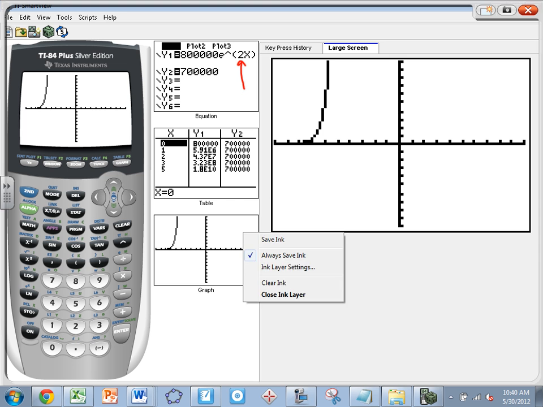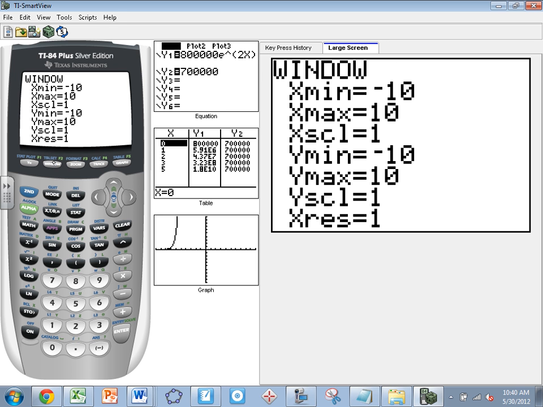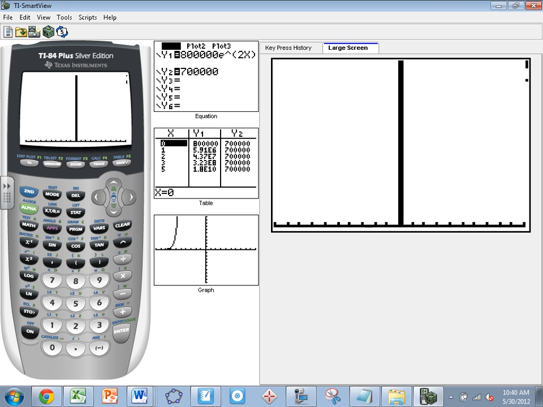Now I have to say to myself, the line y equals 700,000 is going to be a horizontal line up at 700,000. So my y max has to change, clearly. What might I make the y max now? I would say maybe 800,000, just so I have both graphs encompassed. So let's try 800,000. There's my growth function, and there's my 700,000, right?